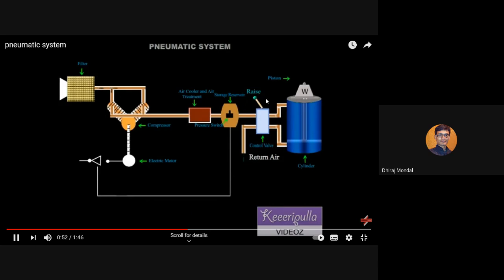Again you can see, by the help of this lever control, this valve is basically operated by the help of this control, this regulator. So you can see the pressure is coming throughout this way and it is moving upward. So this is the pneumatic system.